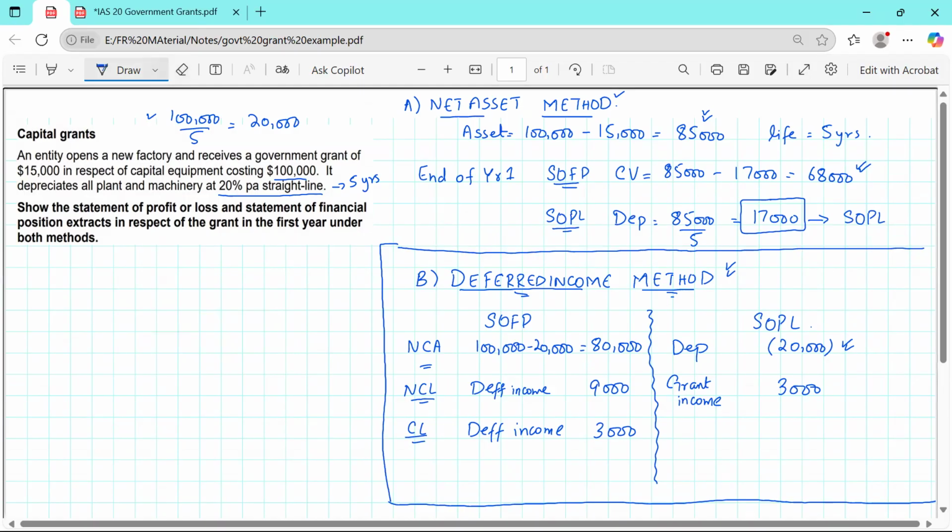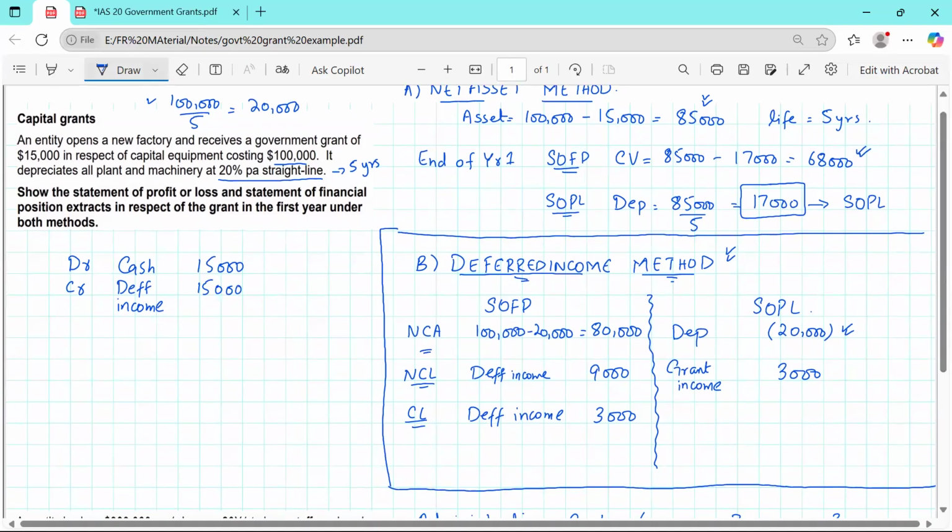Double entry. How much grant did you receive? 15,000, right? So you will debit cash by 15,000 because you receive 15,000 from the government, right? And against that, you are setting up what? A deferred income liability. So you will credit deferred income liability of 15,000. Clear? That is the initial recording in terms of double entry. Then when 1 year passes, in this example 5 years was the useful life of the asset, you will take 3,000 into the P&L, right?